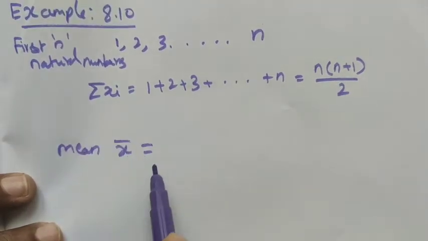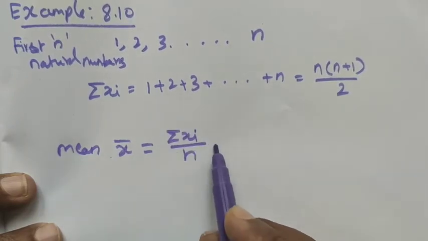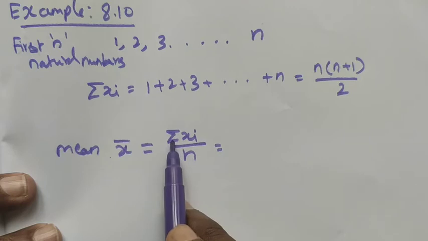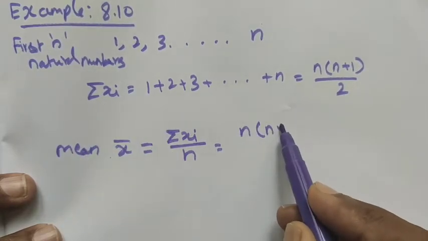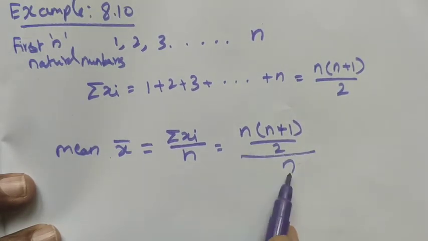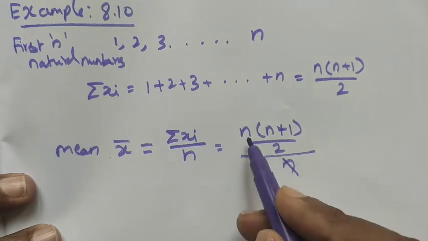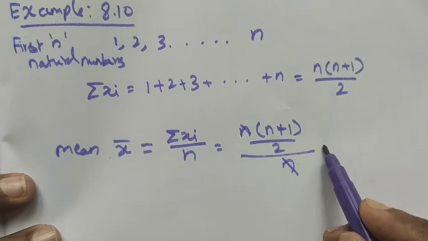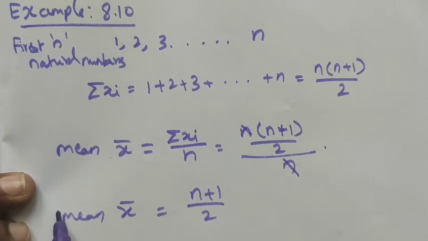Mean x bar is equal to summation xi divided by n. Summation xi is the value n into n plus 1 divided by 2, divided by n. So here the n will be cancelled. Then we get x bar is equal to n plus 1 divided by 2. It is the mean.